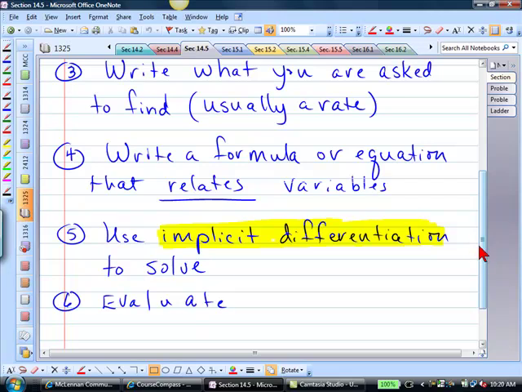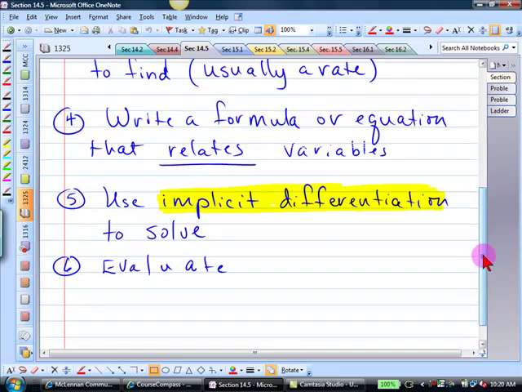Then you're going to have to use implicit differentiation to solve, because we're going to be differentiating with respect to time. So every variable, whether it's an x or a y or whatever, is going to have a dt tag on it. Just like we just had to put dy dx, we're going to have a dr dt, a dA dt, something. Everything's going to have a dt if you're taking the derivative. So we'll be doing implicit, and then we'll get an answer, and we'll evaluate.